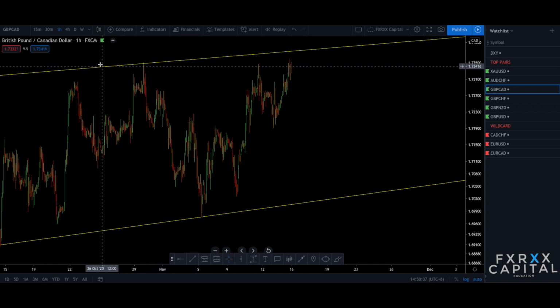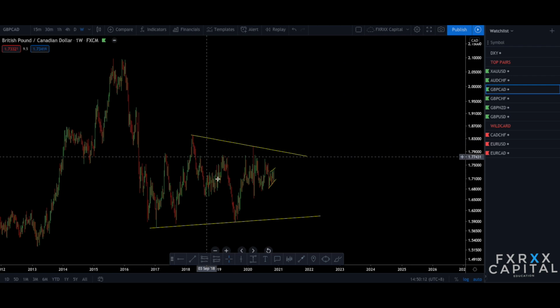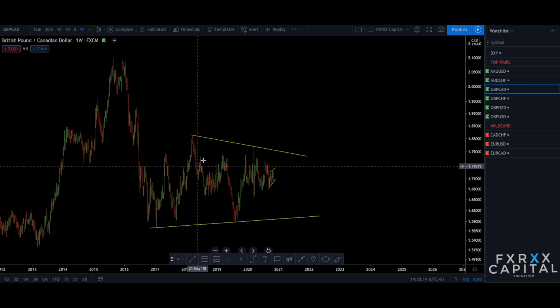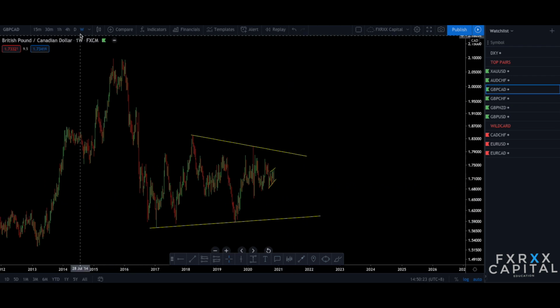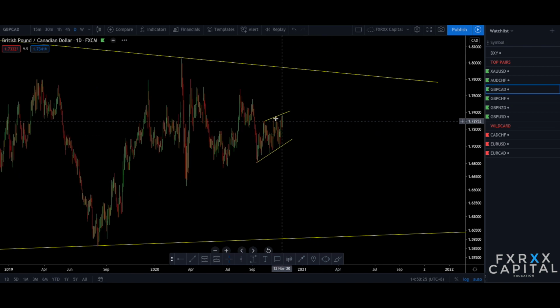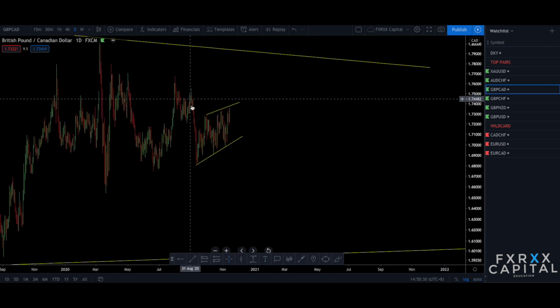Next we move to Pound Canadian dollar. Pound Canadian dollar, we can see price at the high time frame creates a slightly symmetrical triangle. However, it's not quite like a symmetrical triangle. However, we can see price is now in the middle of the structure, creating a correction, price impulse, creating a correction.